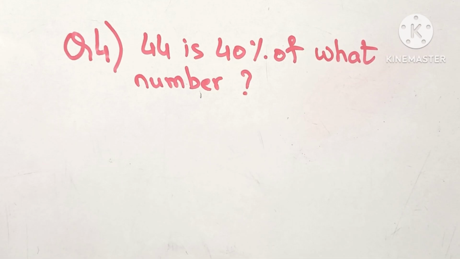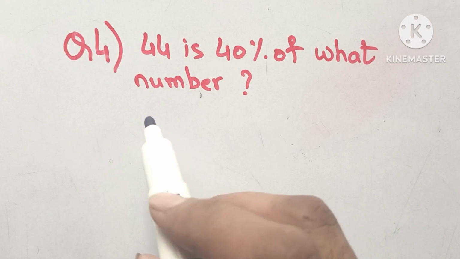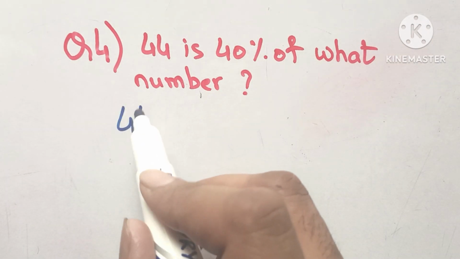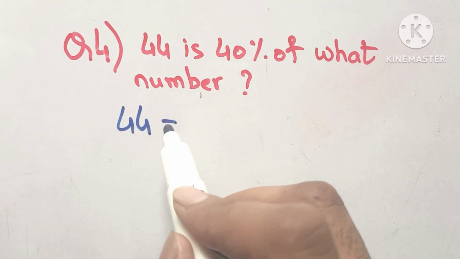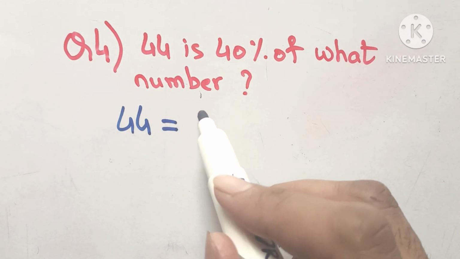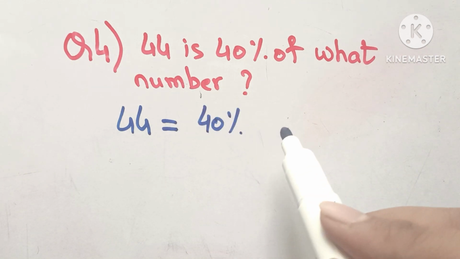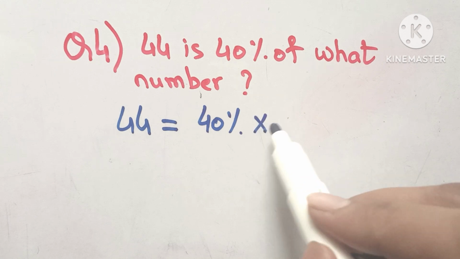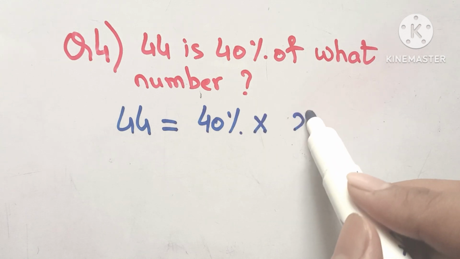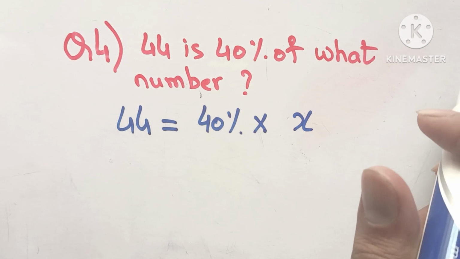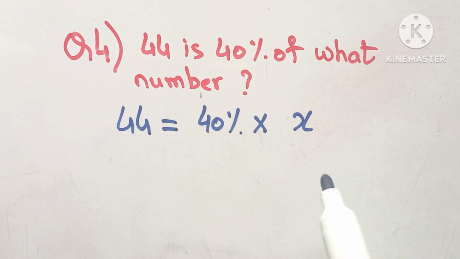Okay, now we move to question number 4. In this question, 44 is 40% of what number? So write 44 first is equal to, then 40% of means multiply, and what number? Again we have to write x because it is unknown. So now we have the equation, so we can solve it.